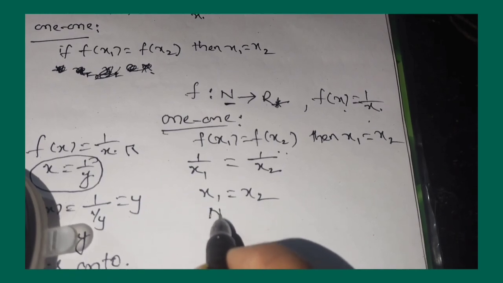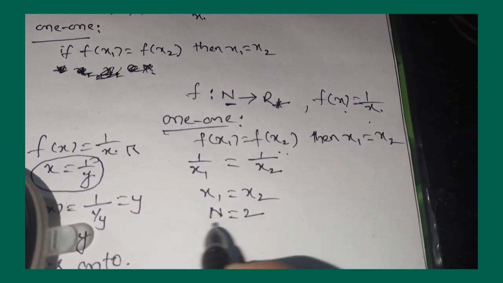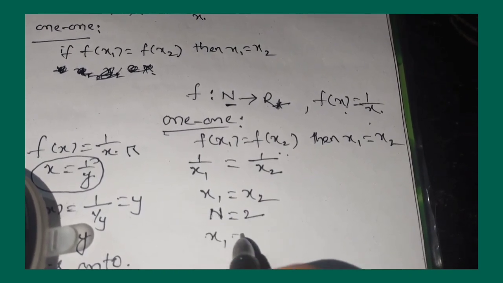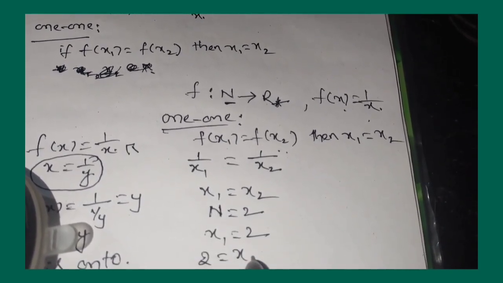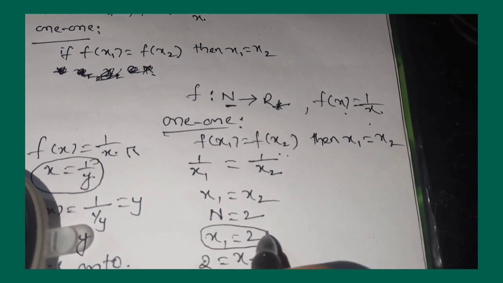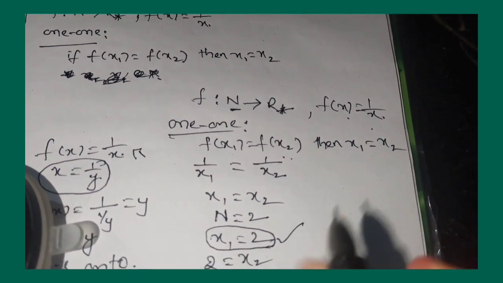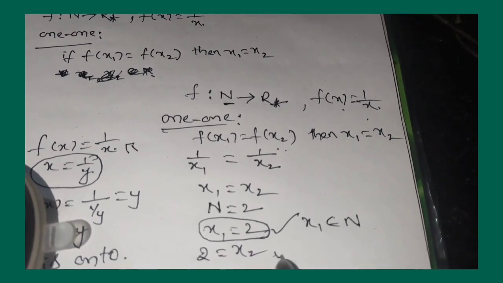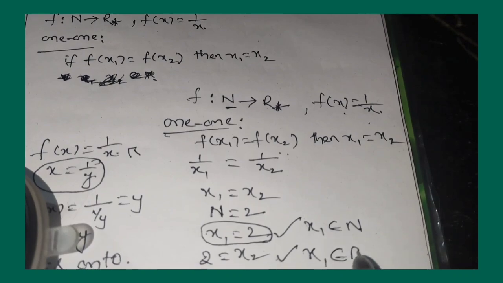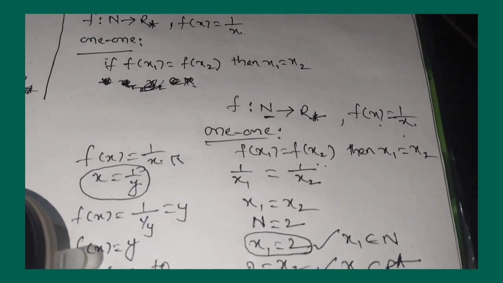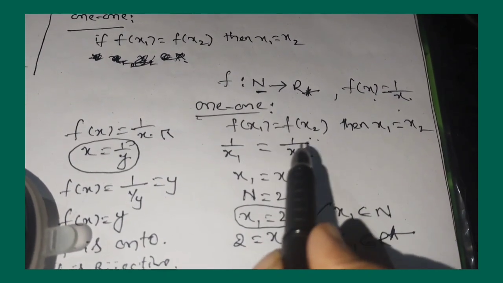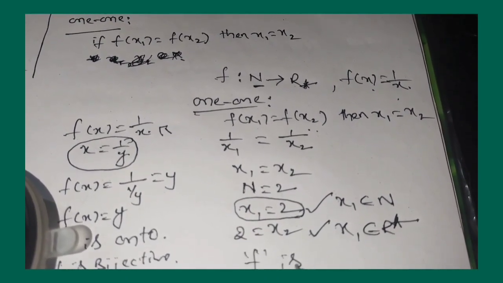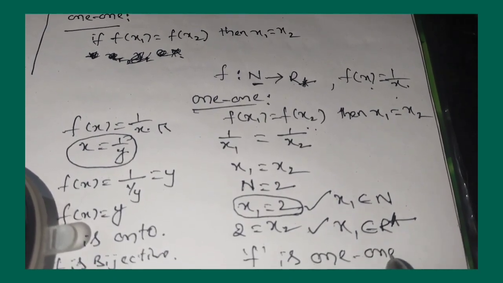Suppose I am taking the natural number 2. Then x1 is equal to 2. Then 2 is equal to x2. Means x1 is a natural number. Yes, it belongs to natural numbers. Then x2 is also a non-zero real number. So both are satisfying the condition. So f is a 1-1 function.